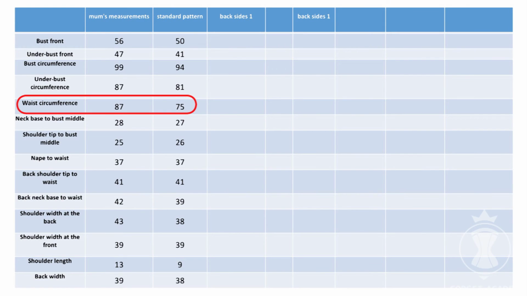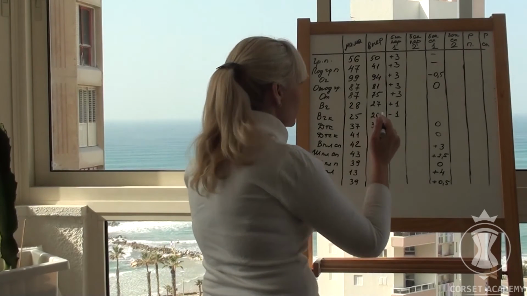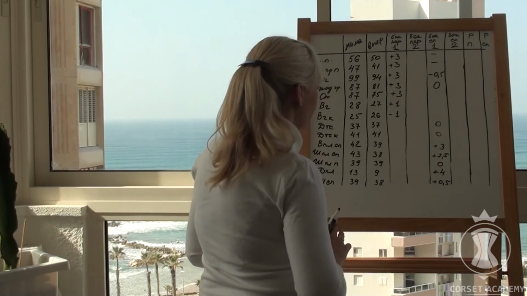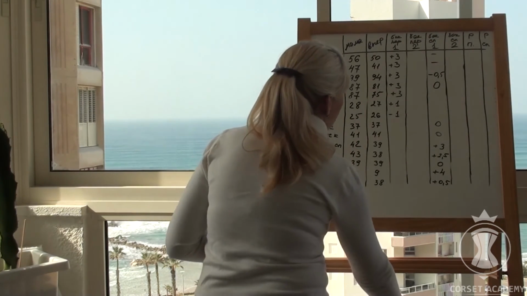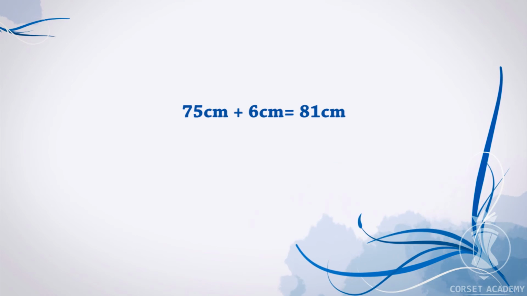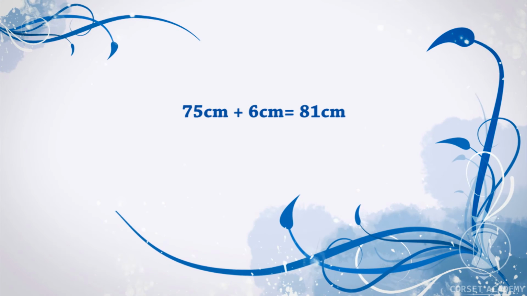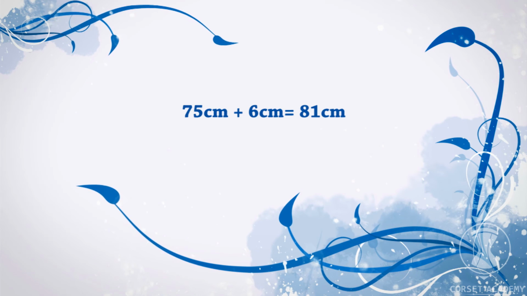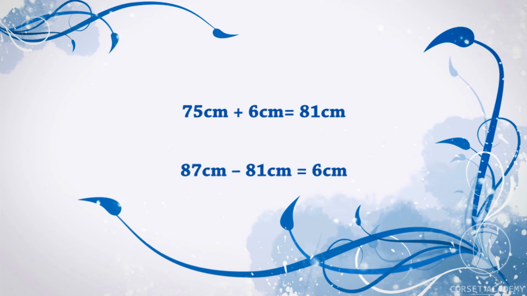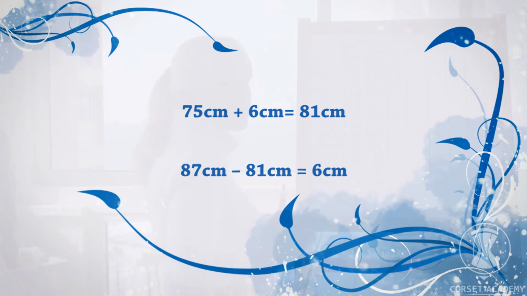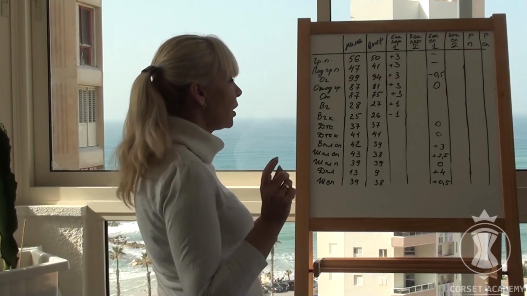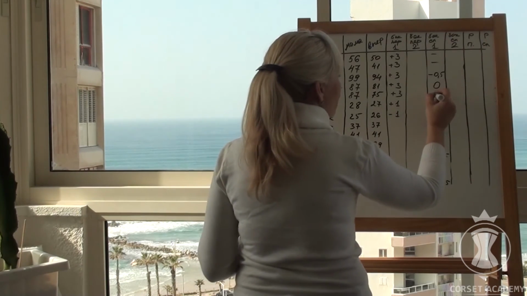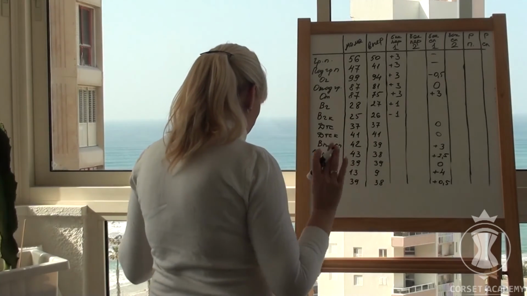Waist circumference, 87 centimeters on the client and 75 centimeters on the pattern. But I have already added 3 centimeters from each side of the back, a total of 6 centimeters. 75 centimeters plus 6 centimeters equals 81 centimeters. 87 centimeters minus 81 centimeters equals 6 centimeters. I divide it in half. As a result, I need to add 3 centimeters from each side of the back. I write it in the table.